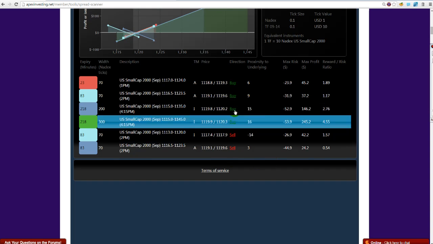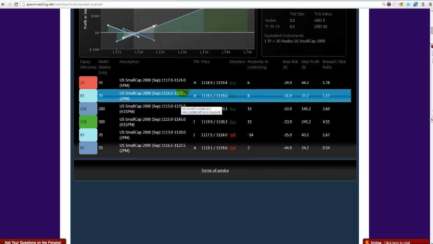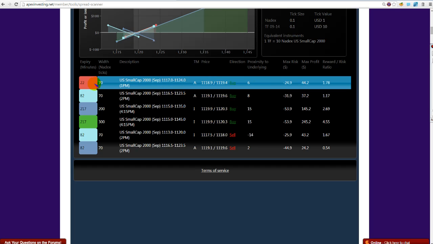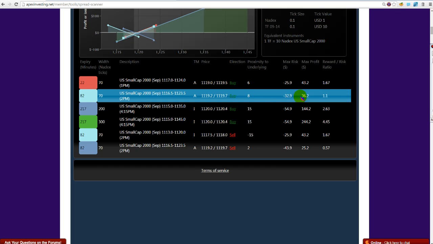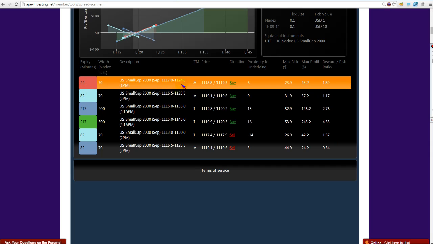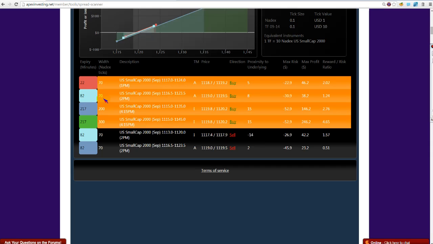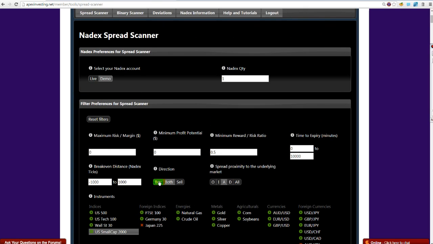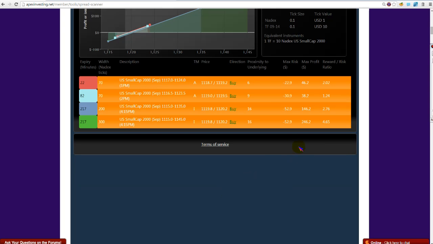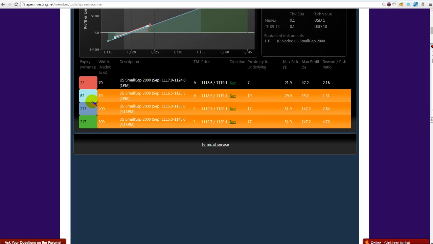What do I got? Okay, well, here's a 415. I can put up $24 to make 44 on the one that expires in 22 minutes. I can put up 31 to make 36 when it expires in an hour and a half. I don't like that one, it's too short. So these are my choices here, and I'm buying, so I can just click the buy and get rid of the sells. Okay? But they are 6 and 9 ticks away. That one's too short. It doesn't give me enough time to make any money.